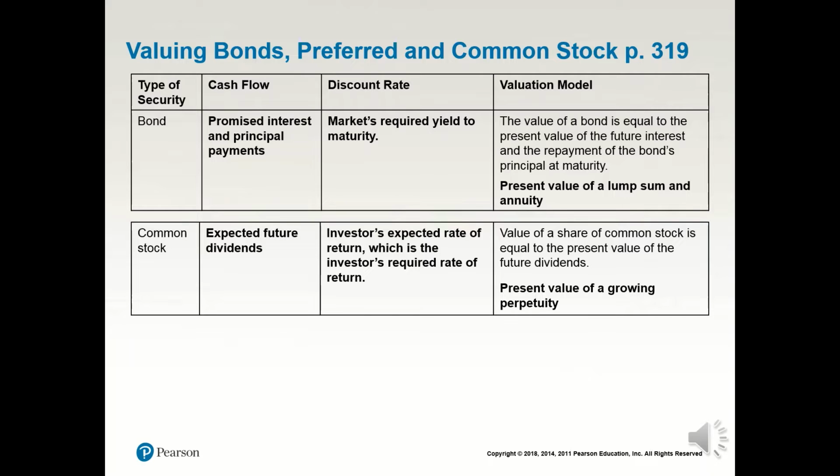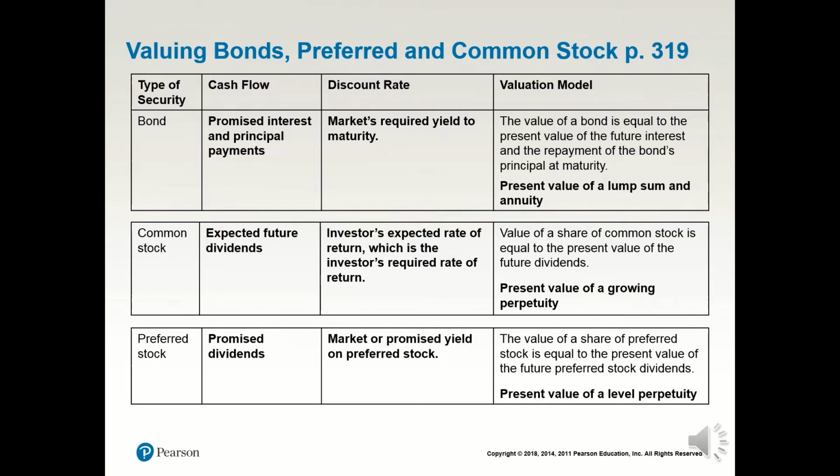We look at common stock as a growing perpetuity. A perpetuity does not end, and the growing aspect lets us know that this is expected to grow in value. Dividends are expected to go up based on the increased profitability of a company. That's how we'll determine the value of common stock.